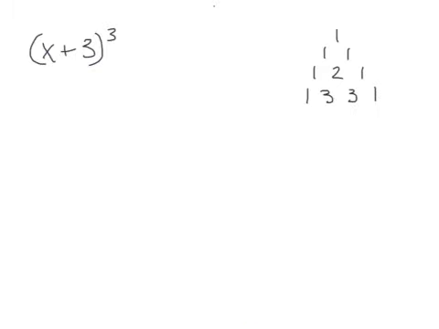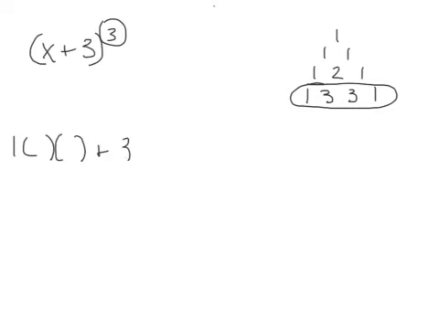Let's try one that's slightly simpler. This is x plus 3 all raised to the third power. So again, because we're raising it to the third power, we're going to use the fourth row of Pascal's triangle. So when we set this up, we'll use the coefficients 1, 3, 3, and 1.